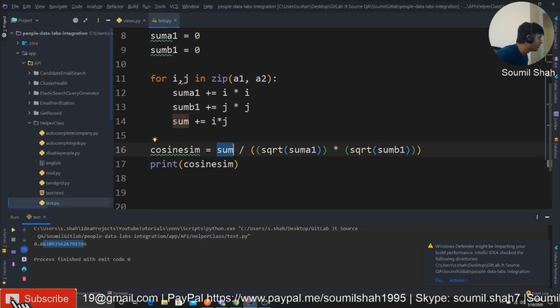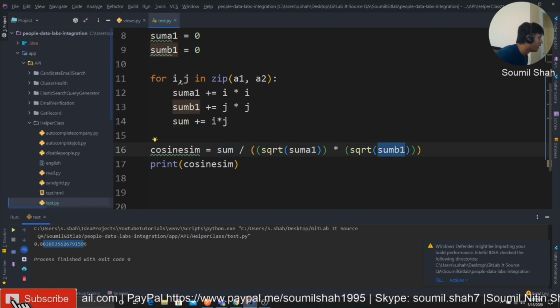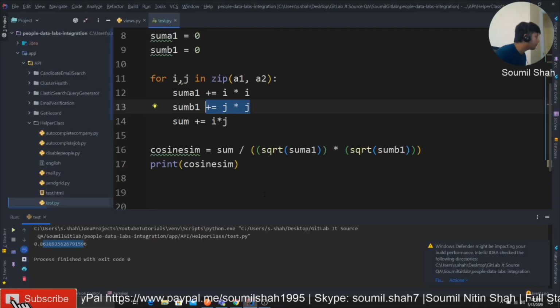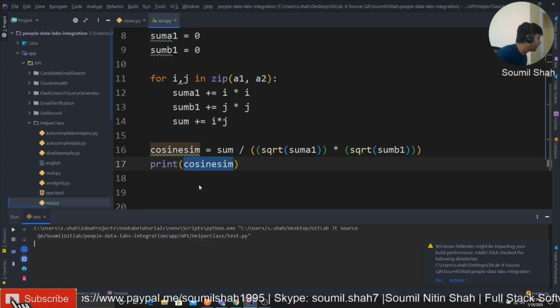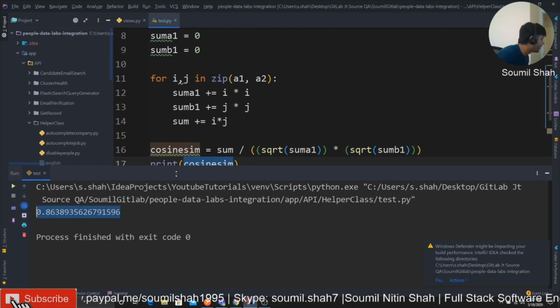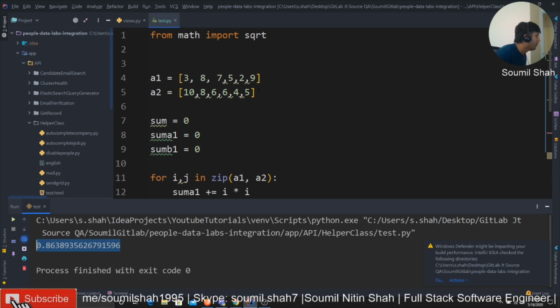That is the sum that you got upon the square root of sum of A1 into sum of B1, right? Sum of A1, that is this term inside. Sum of B1, that is this term inside. And finally, you can print the results. If I run this, here you can see it gives me a cosine similarity of 0.86. That means the documents are about 80% similar. They're almost similar, but not the same.